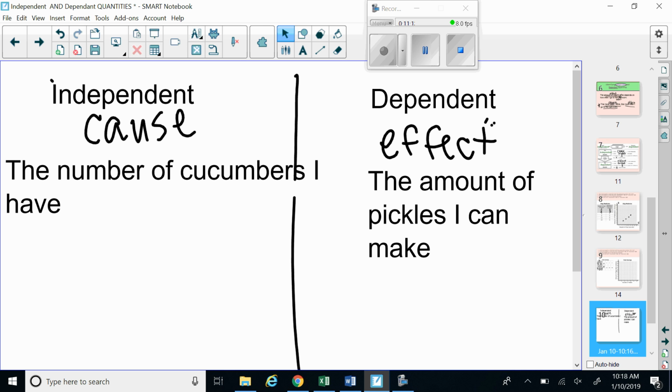So your job now for the rest of class is to sort out your independent and your dependent. And then once you check and have those glued in, you can work on your stations, okay? And completing setting up your notebook.